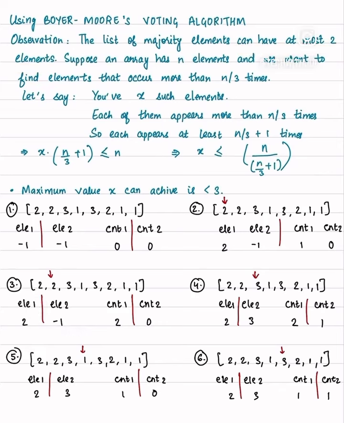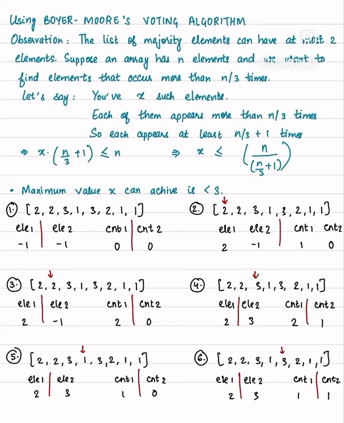So suppose an array has n elements and we want to find elements that occur more than n by 3 times. Let's say you have x such elements and each of them appears more than n by 3 times. For this condition to be true, we'll have to put it mathematically like this. So x are such elements which occur more than n by 3 times, so that's why I've added 1 here. And this condition should be less than or equal to n because it should not exceed the total number of elements, right? So considering this, the conclusion is that the maximum value x can achieve is less than 3, so that is 2. Right?